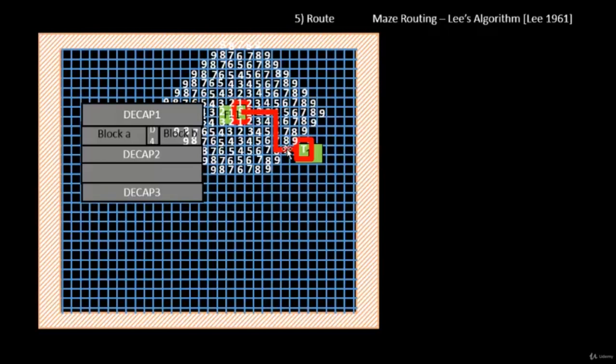So usually it is always preferred to have routes with a lower number of bends. That's the reason we prefer having this one. The algorithm prefers having this one. So that was about a route.